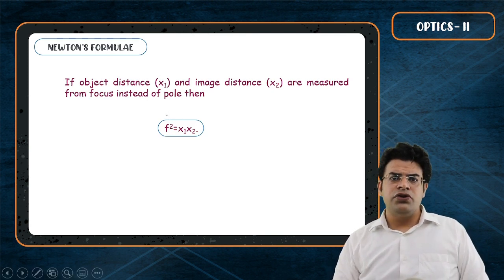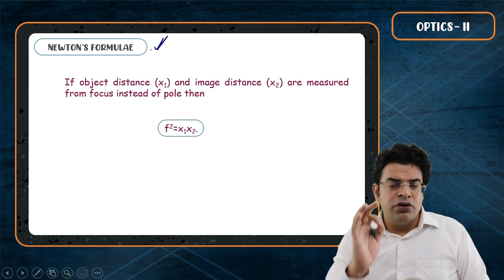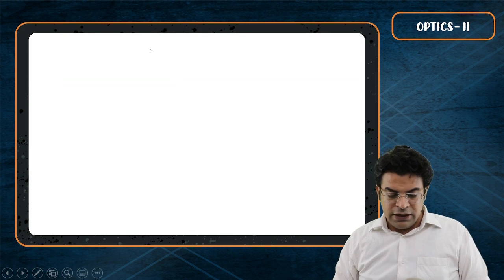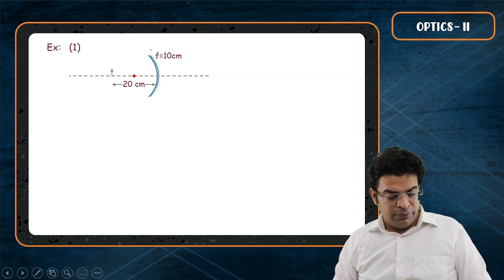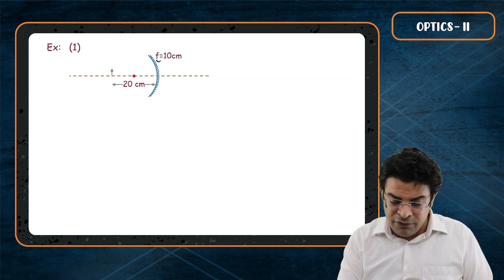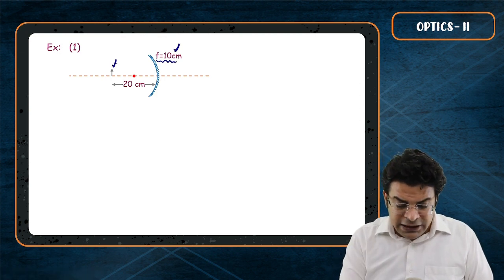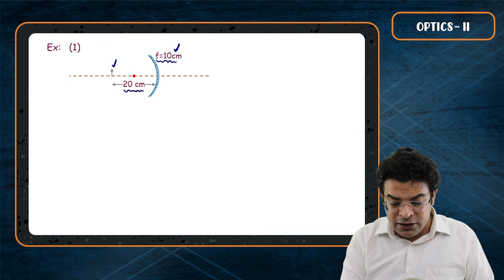So sir, how to use Newton's formula? Now we are going to practice 6 questions to understand Newton's formula. So let's start then. Let's take the first example. In this example, I have told you that the focal length is 10 centimeter. And there is an object placed at 20 centimeter from the pole.